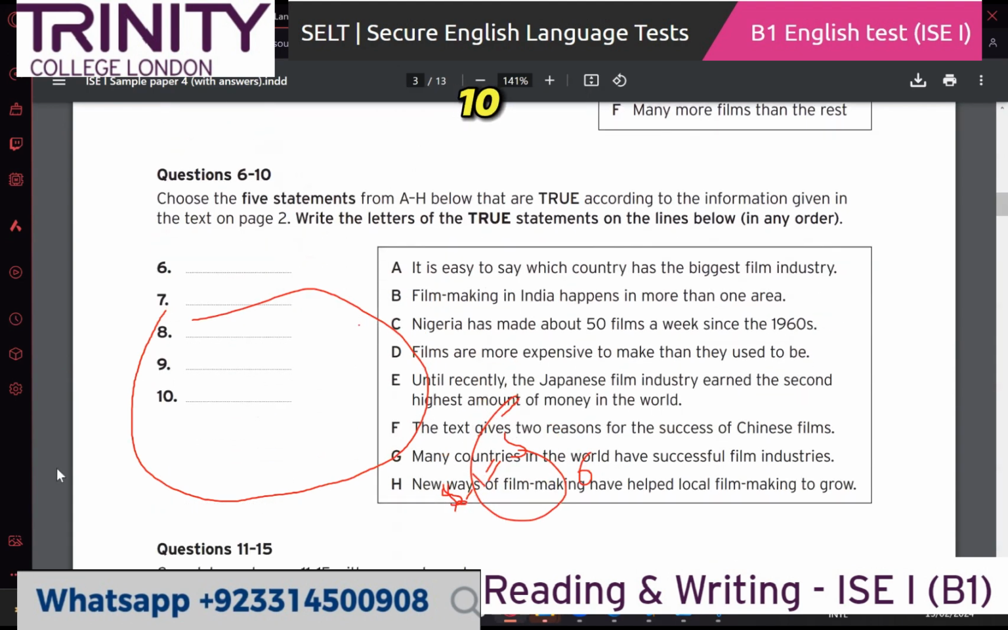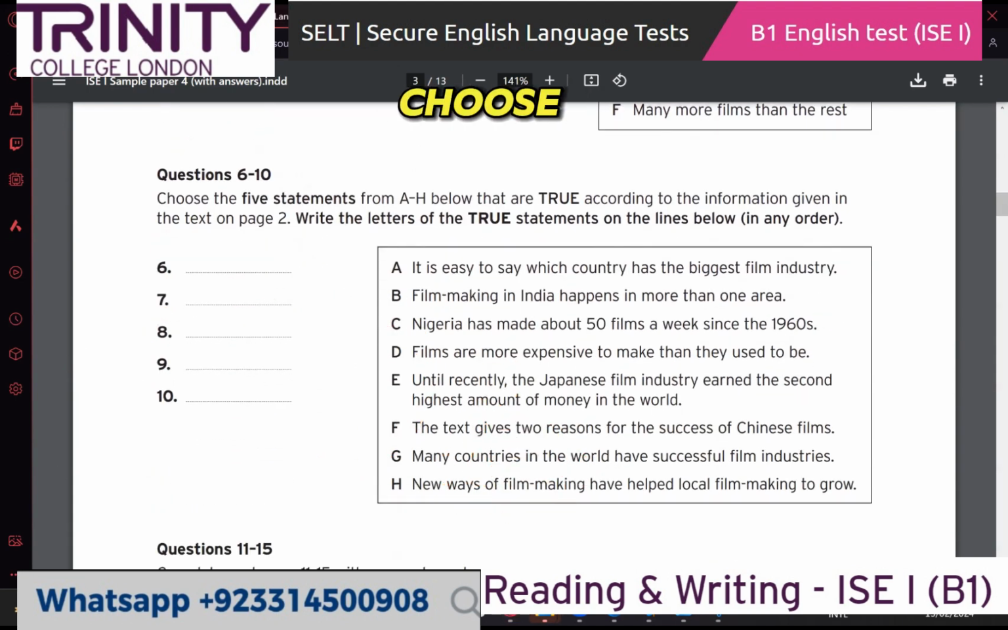Dave, read this question 6 to 10, please. Choose the 5 statements from A to H below that are true according to the information given in the text on page number 2. Write the letter of the true statements on the lines below, in any order. So basically we have 8 statements, and out of 8, 5 are true and 3 are false. So we can write in any order. If you think E is true, you can write E here. If you think A is true, you can write A here. Just like this.